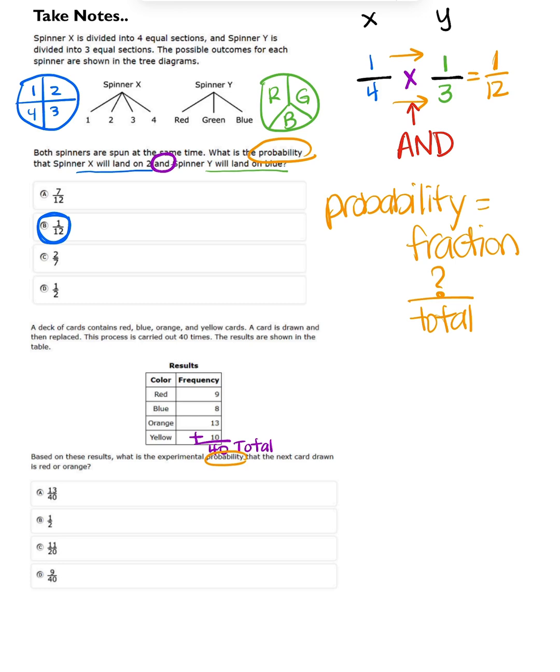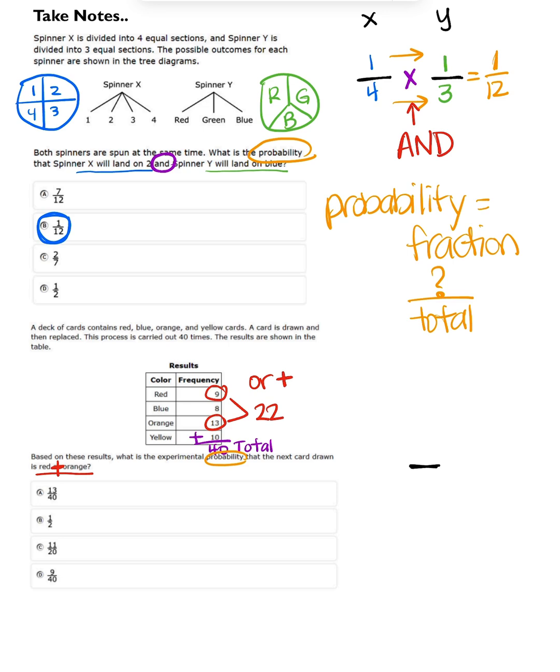All right, so it says, based on these results, what is the experimental probability that the next card drawn is red or orange? So when it says the word or means to add. So we have 1 fraction for this problem, but because it says or, we're going to add those 2 things together. So we are going to take the red and the orange, and we are going to add them together. So 9 and 13, because it said the word or, we're adding 9 and 13 make 22.